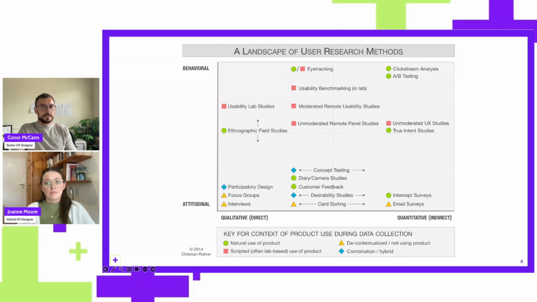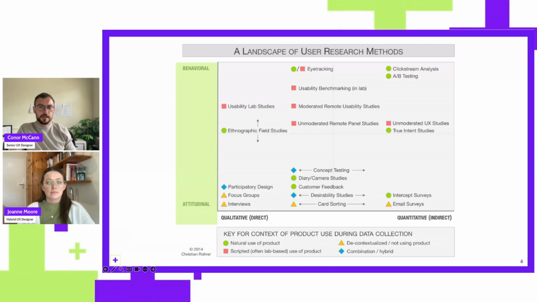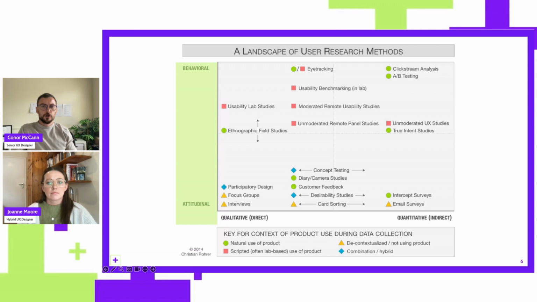The first axis is the behavioral-attitudinal axis. Behavioral research measures human behavior. Attitudinal research measures human opinion. And the big dynamic here is that behavioral research is a much more accurate predictor of future user behavior compared to attitudinal research. Behavioral research gets much more statistically powerful, much more quickly than opinion-led research.